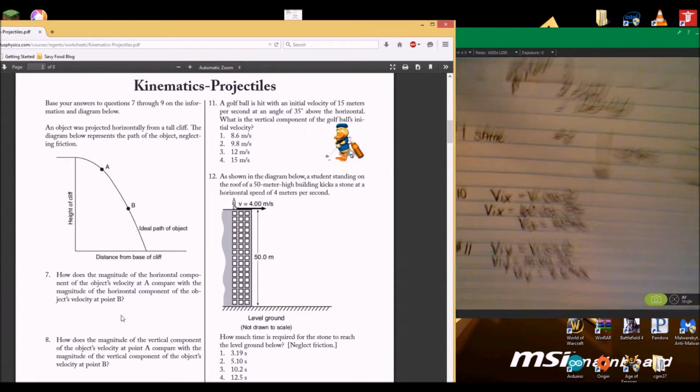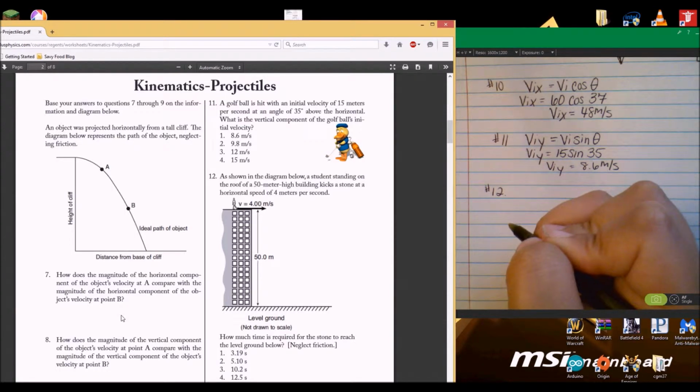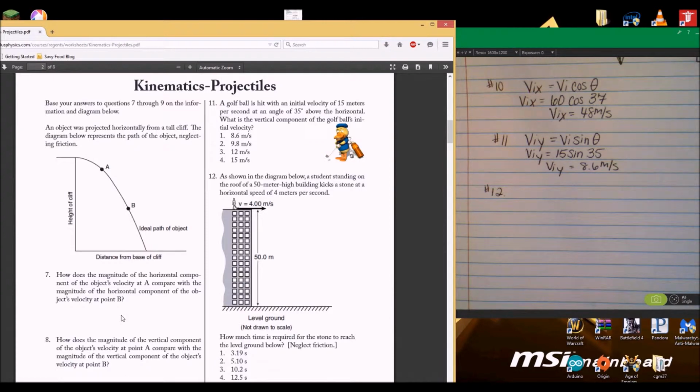Alright, we're also going to do question number 12. When you look at number 12, you're looking at a roof that's a 50 meter high building, and somebody kicks off a stone horizontally at a speed of 4 meters per second. When you're looking at the distance like that, and you're considering that it's a projectile that's falling essentially freely, even if the stone is kicked out at 4 meters per second, we can actually ignore the horizontal speed in order to determine the time, because it's the vertical displacement down the y-axis that's really what's important.